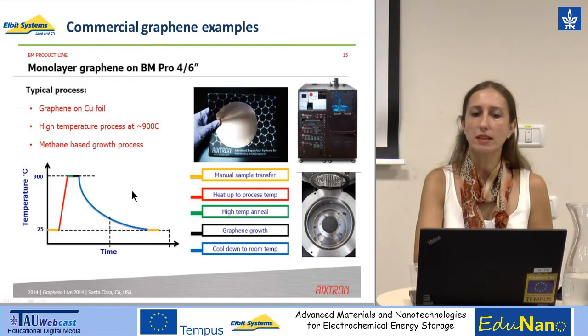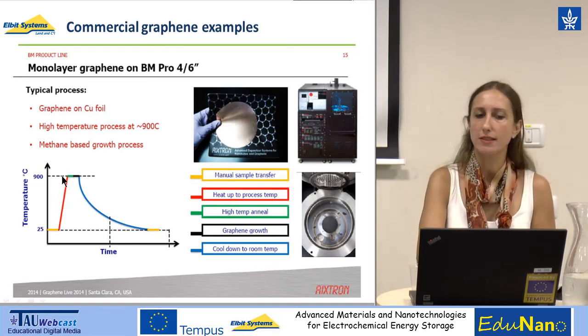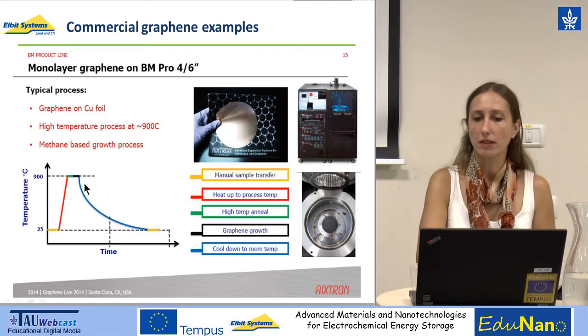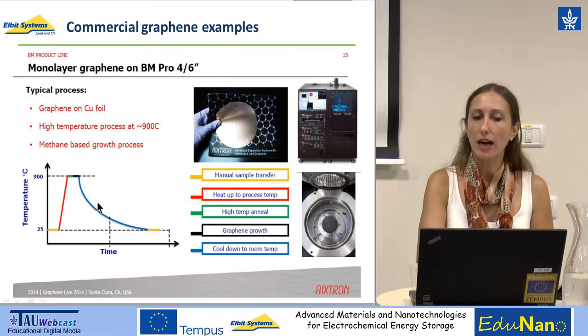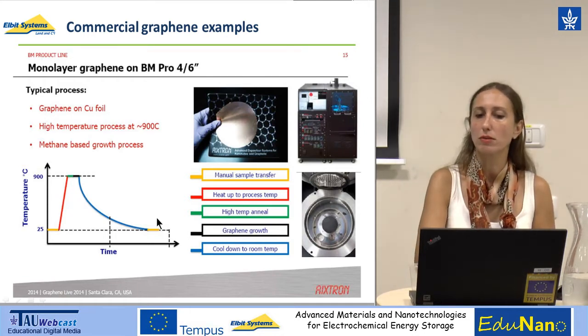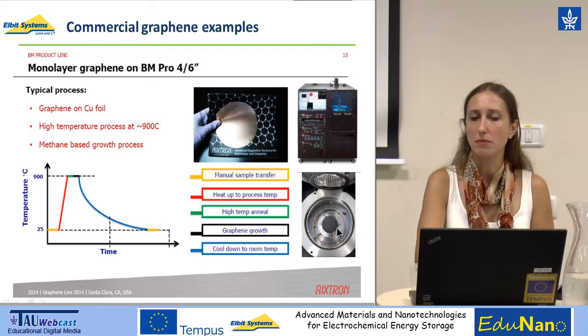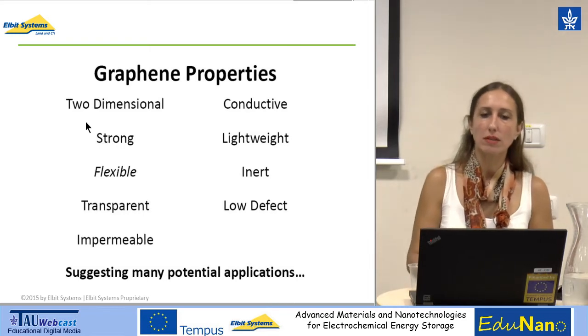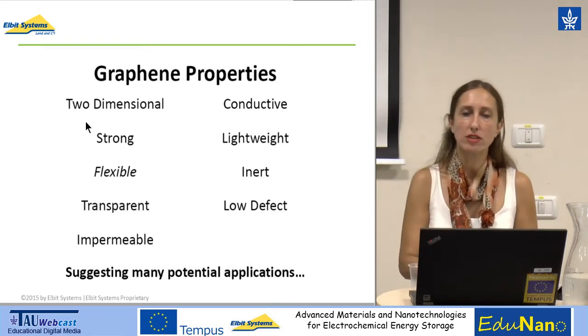The process can be heated up to the process temperature, which, as I said, is 900 centigrades, and the quality of graphene depends on parameters such as the growth time and the pressure, of course, and the temperature anneal. We are talking here about a high temperature anneal, and after the graphene growth, the apparatus is cooled down to room temperature, and then the samples are obtained on a copper foil and can be manually transferred to other substrates if necessary.